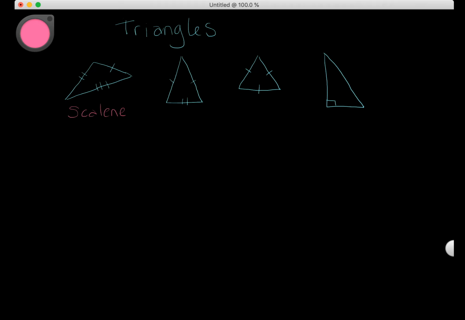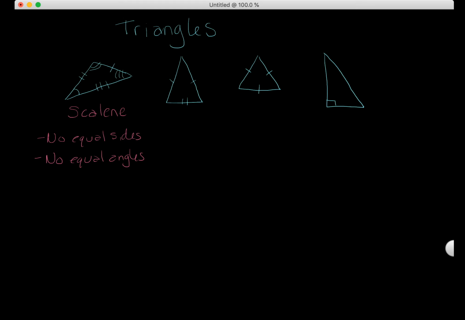Properties of a scalene triangle are that no sides are equal. So, we have no equal sides, and no equal angles. The markings show us, we could also have markings here to show us our angles. So we've got this one, and this, and this. All these angles are different. All of the sides are different. Nothing is equal in a scalene triangle.